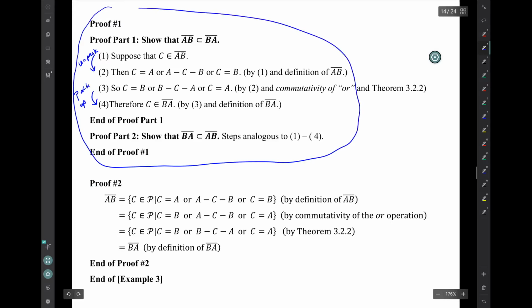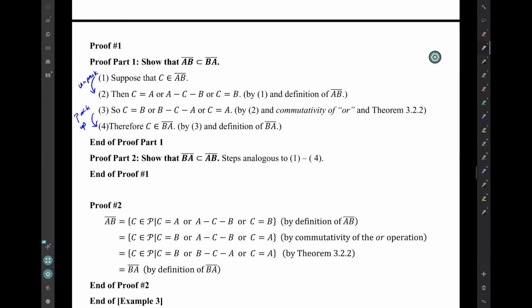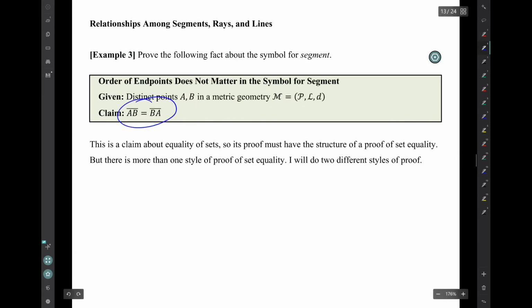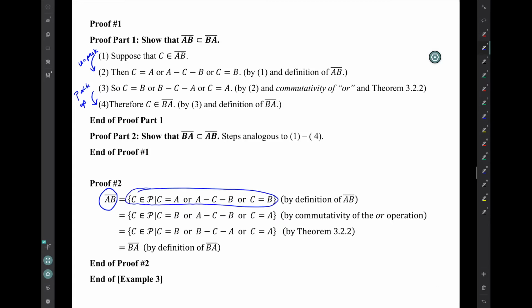It might not seem like it's worth doing another proof, but I'm going to anyway, because like I said, there will be other situations where this other proof style is more useful. So our goal is to prove that segment AB equals segment BA. I'll start by simply writing segment AB. And then on the right side of the equal sign, I'll put the entire description of segment AB. That's the definition of segment AB, the set that is segment AB.